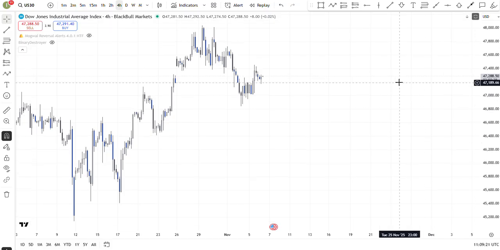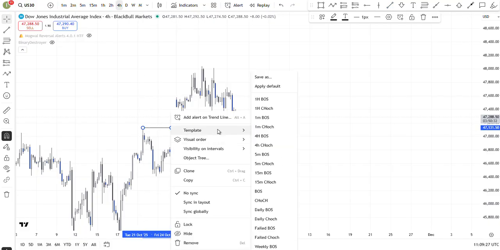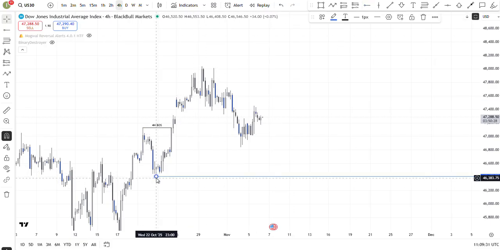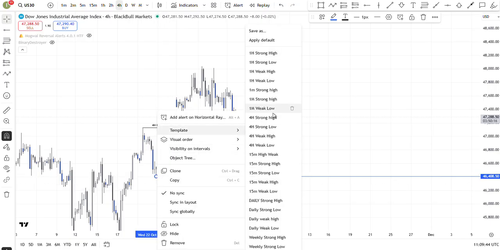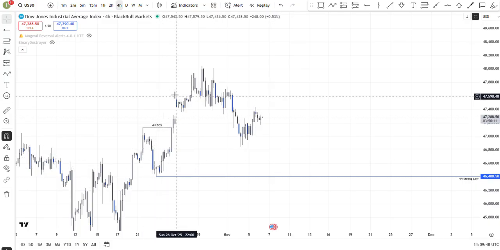So yeah, to identify what we're looking at here, we have a 4-hour break of structure to the upside. We have a strong low. So the lowest point in this range, from this high to the low that then violated that high. This is the lowest point that created that break of structure to the upside. So that is a 4-hour strong low. And then that continues up.